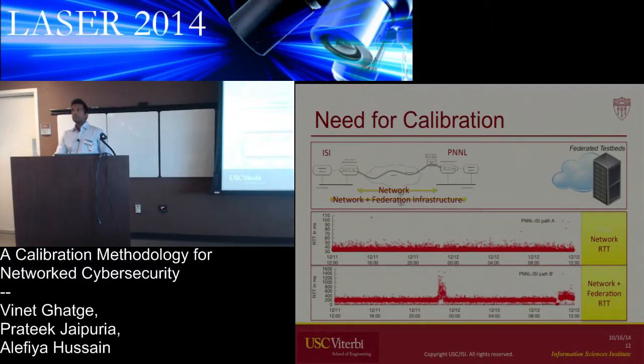So the calibration tool that you're proposing was looking at finding a way to deal with the packet loss. I'm wondering, if someone were trying to perform an experiment to prove that this calibration improved the quality of another experiment, how would you go about doing that?